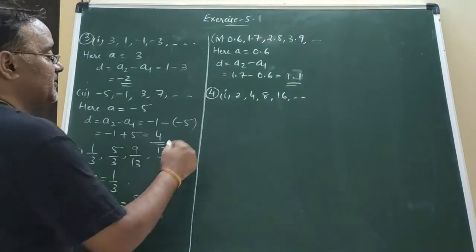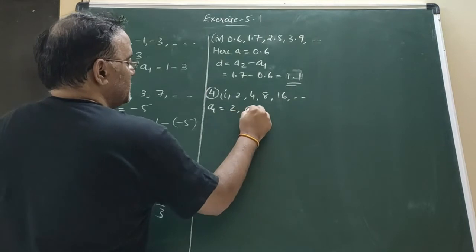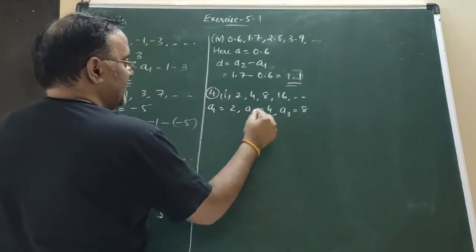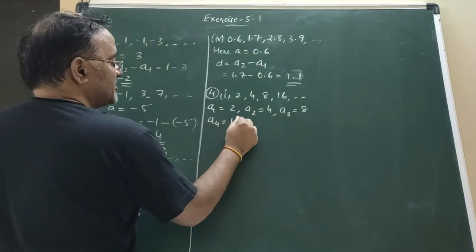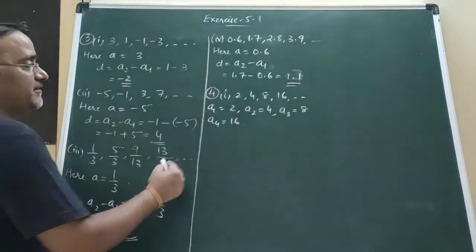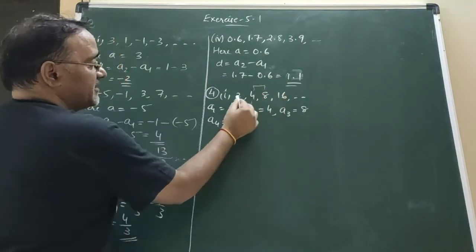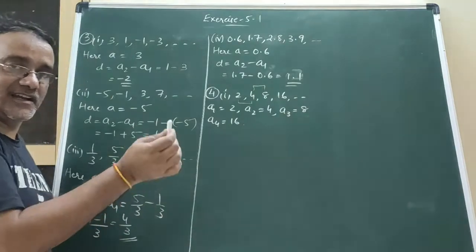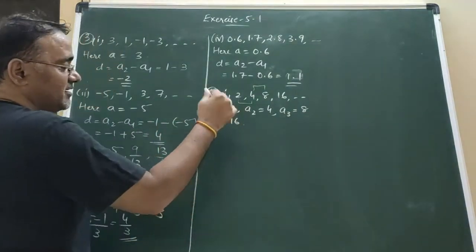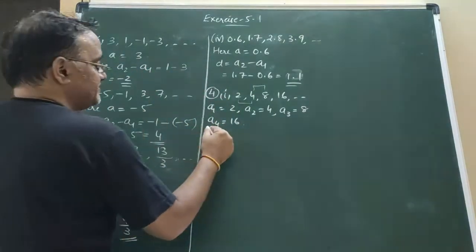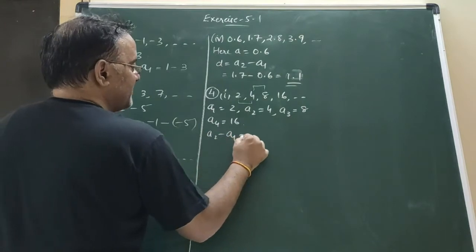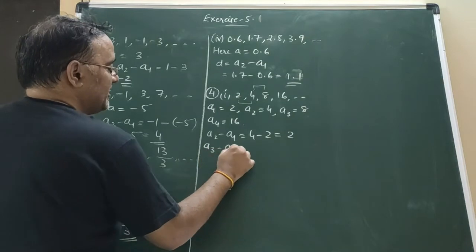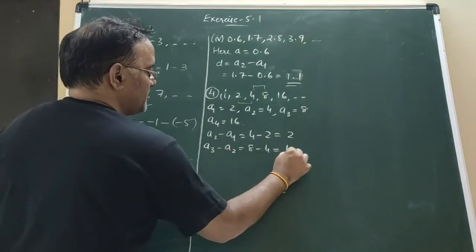So here A1 is 2, A2 is 4, A3 is 8 and A4 is 16. The difference between these two is 2 and between these two is 4. They are different. That means this is not an AP. So we have to show A2 minus A1, and A3 minus A2 is 4.